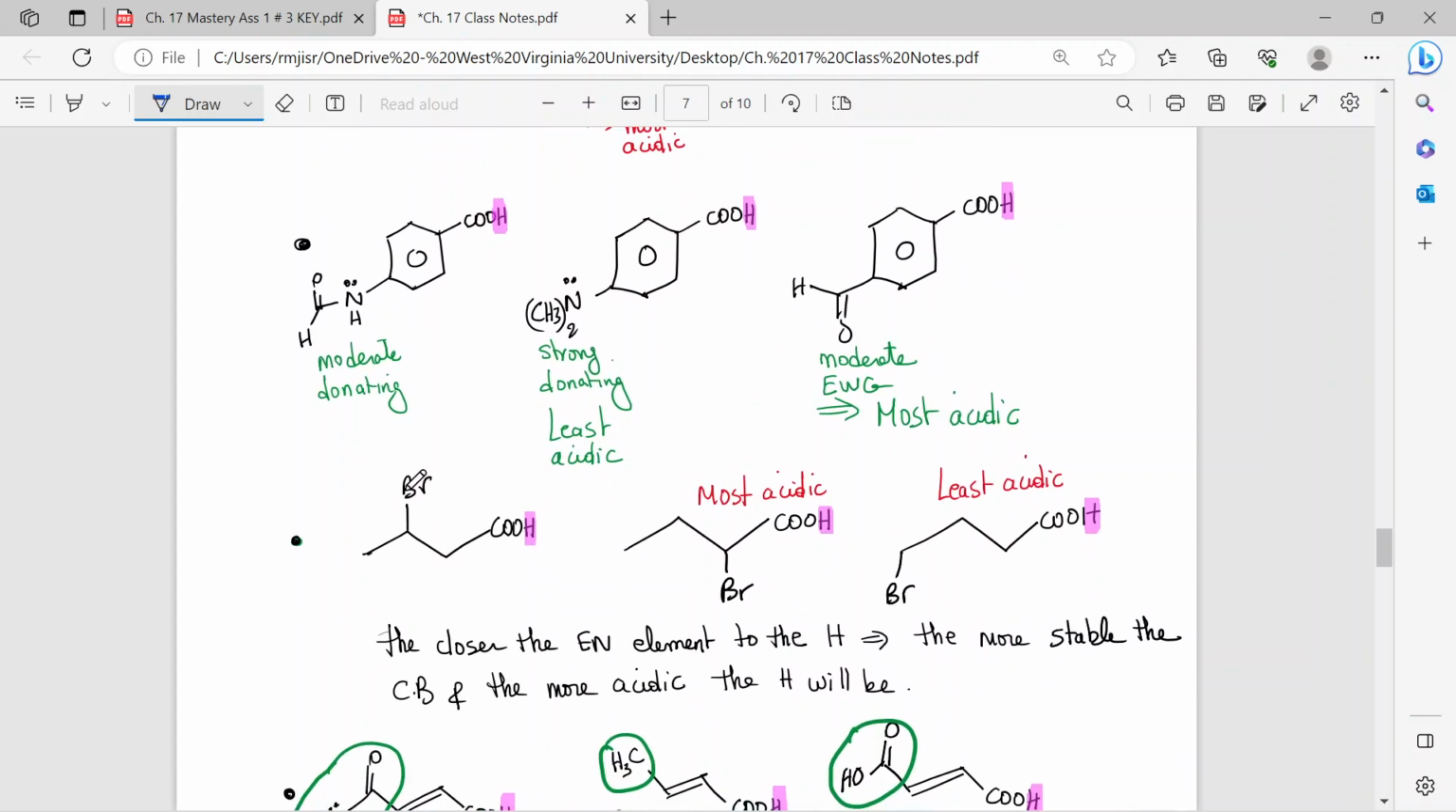The closer the halogen is to the carboxylic acid, so over here, this is very close to the carboxylic acid, that is going to make this hydrogen more acidic because it's going to take electrons away from the hydrogen. It's withdrawing electrons by inductive effect, meaning that it's taking electrons through the sigma bond and leaving the hydrogen partial positive.